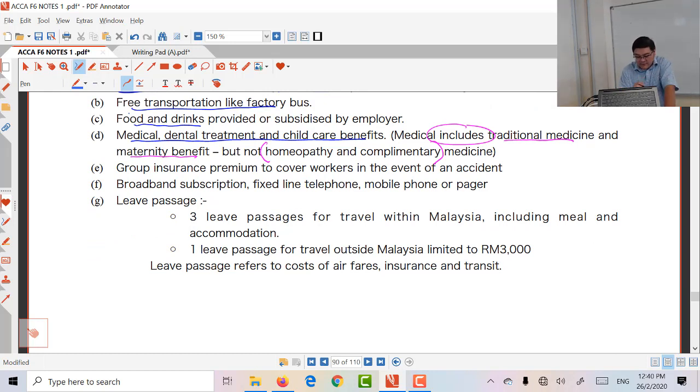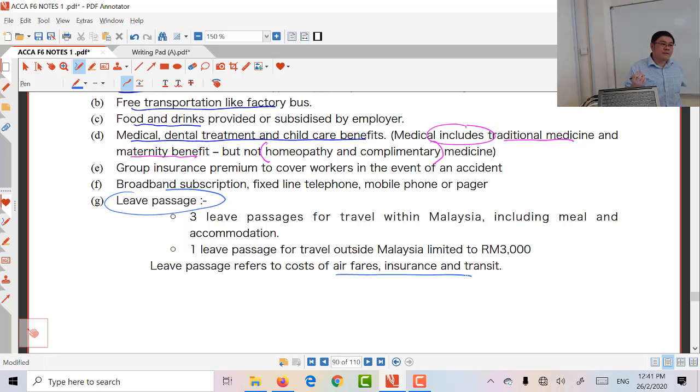Now, the last thing that we want to see here is actually leave passage. Now, leave passage actually refers to your FF. Okay? Your boss is giving you a free air ticket, which is a very important benefit if you are working far away from home. So normally, let's say, for example, if my boss is going to send me to work in, let's say, China. All right.